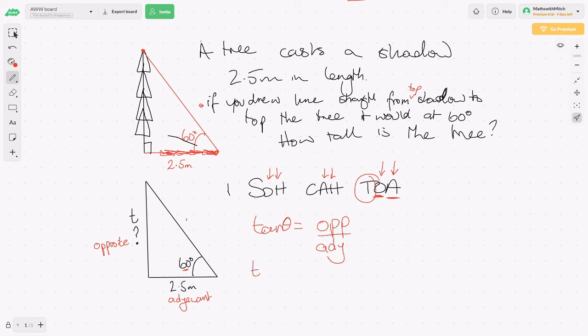So let's put our numbers in. We've got tan 60 equals opposite, which is what we're trying to find. We're going to call that t. Now this is a bit confusing because we are using tan, but we're going to stick with it. Over 2.5. Now let's get the 2.5 off the bottom, so let's times by 2.5. You have to do the same to the other side. So that leaves us with 2.5 times tan 60 equals t.